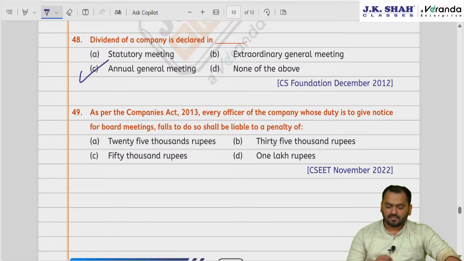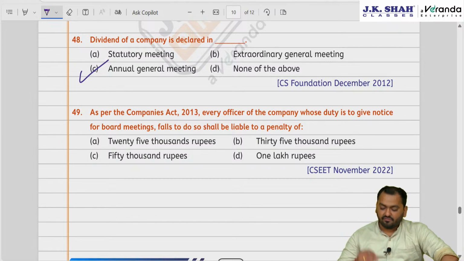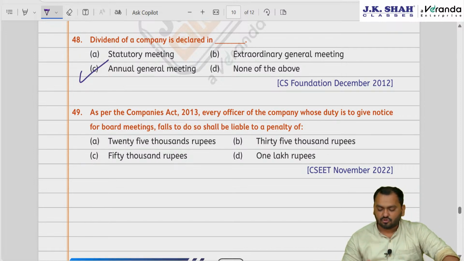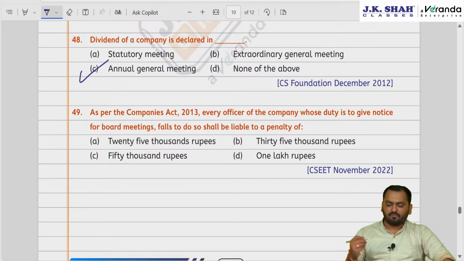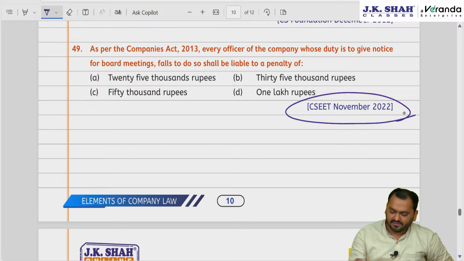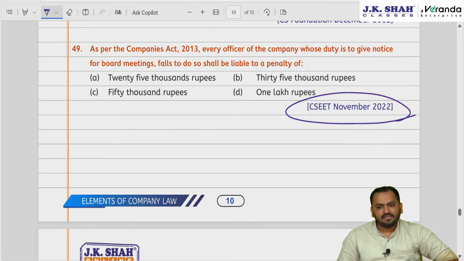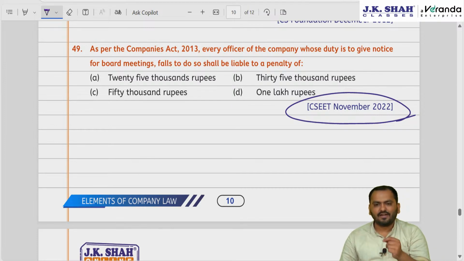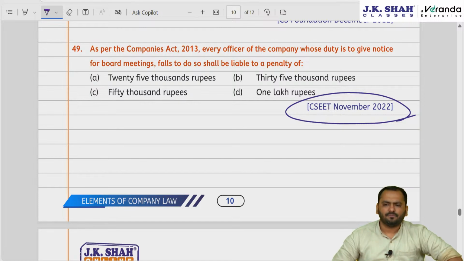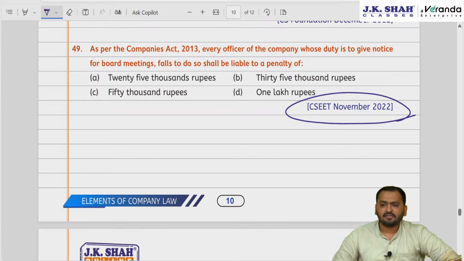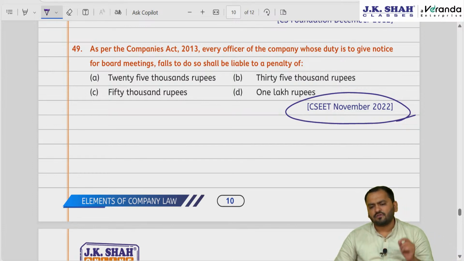Next, as per Companies Act 2013, every officer of company whose duty is to give notice of board meeting fails to do so shall be liable for a penalty of dash. This was asked in November 22 exam. Right? See friends, when we talk about board meeting, for board meeting you are going to invite whom? For board meetings you are going to invite the board of directors.